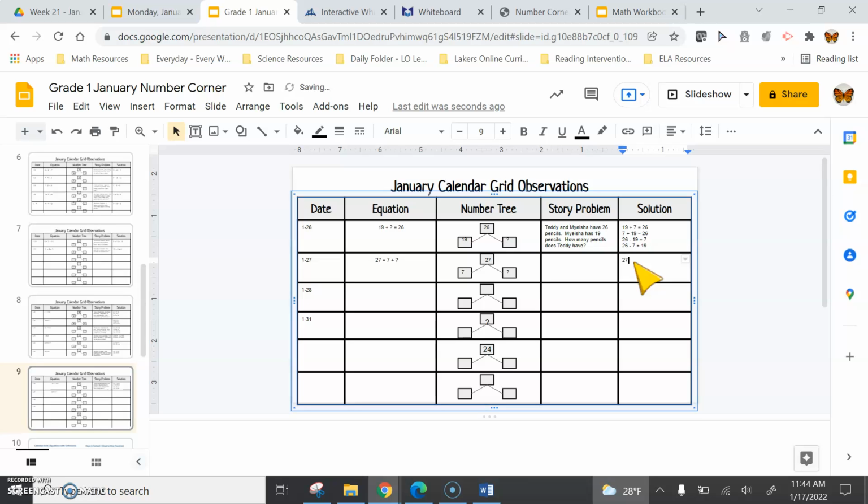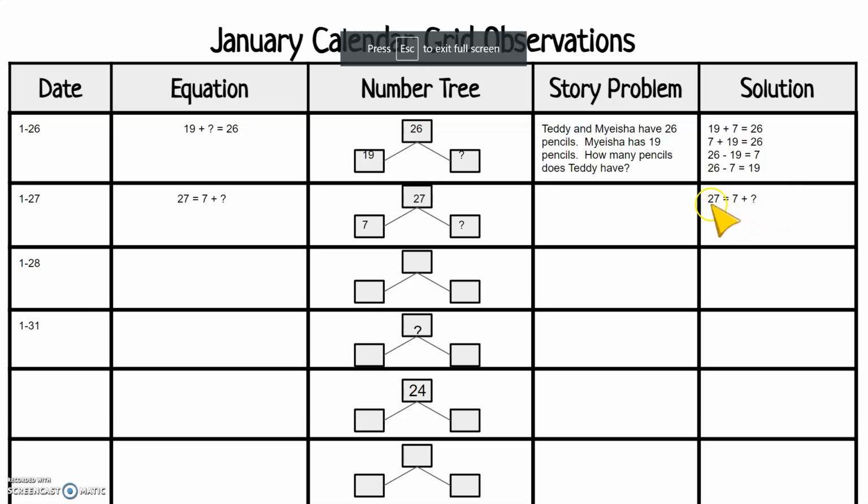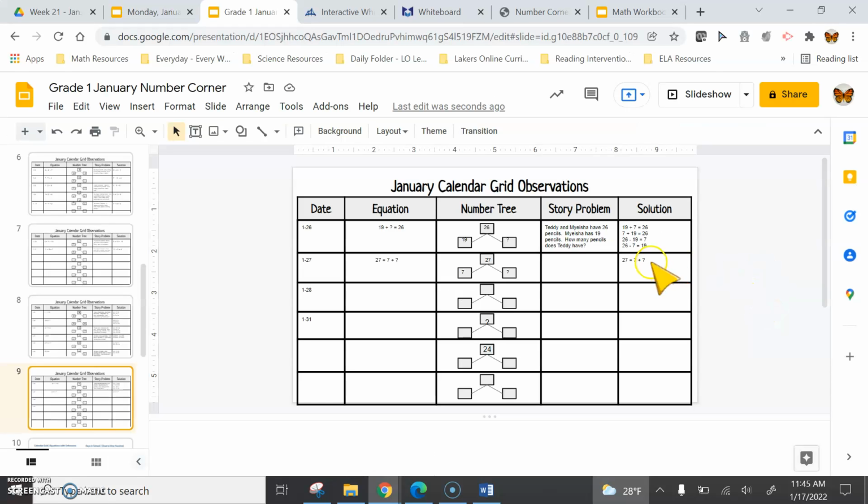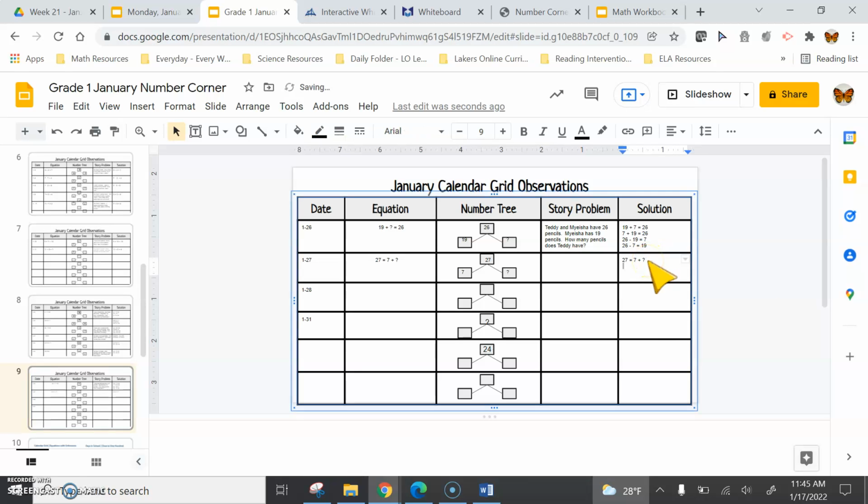Here's what I want you to see. If we have 27 is equal to 7 plus something, what we can do is think of, wow, if I have 27 and I jump back 7 spaces, it'll tell me what this other number is. So really what I am saying is 27 minus 7 could give us the answer to that missing number.